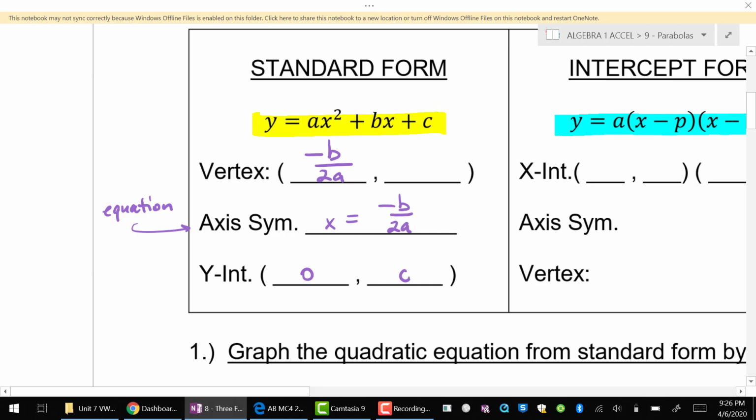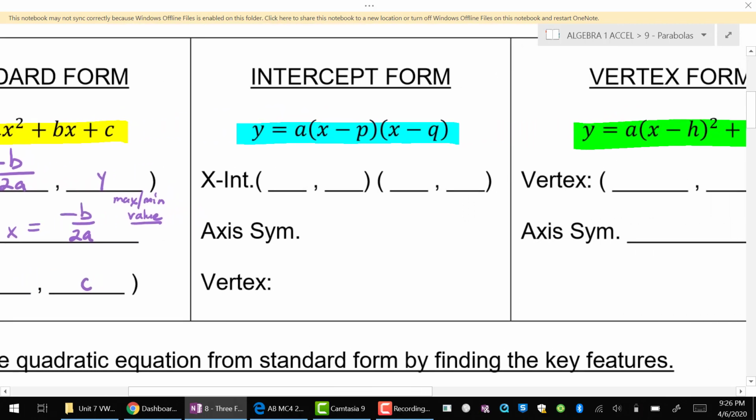By the way, the vertex y will be the max or min value. That word value is always associated with the y-coordinate. And to find the y-coordinate, you would simply plug this x number into the function and evaluate the y. So for now, I'll just write down y.